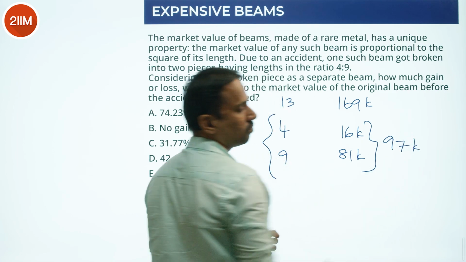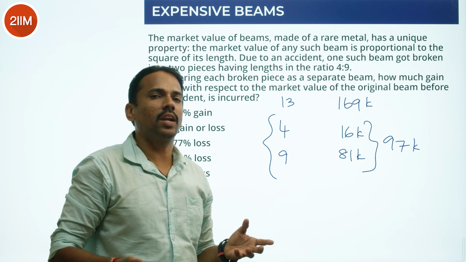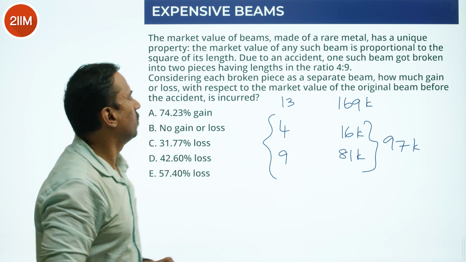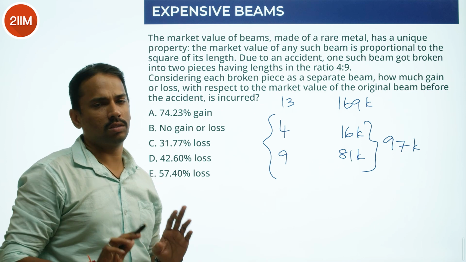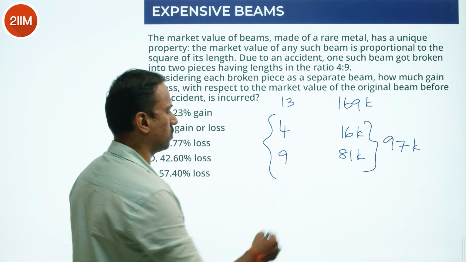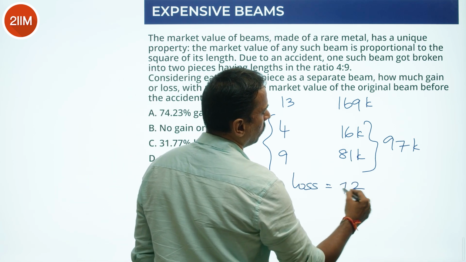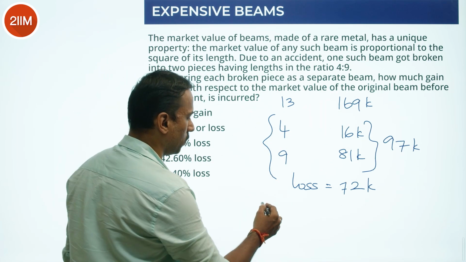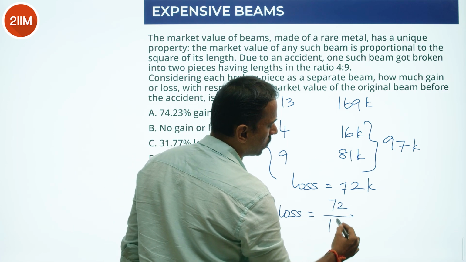Right, okay. So, definitely it's a loss. Before broken, the whole price was 169k. After broken into two pieces, it got down to 97k. We need to find what percentage of loss you are facing. That's the question. So, 169k became 97k. That means the loss is going to be 72k. 72k from where? From the original 169. So, the loss percentage is going to be 72 by 169.